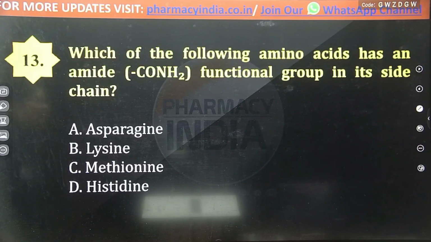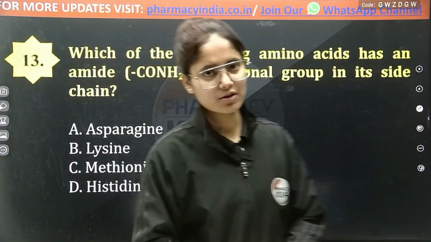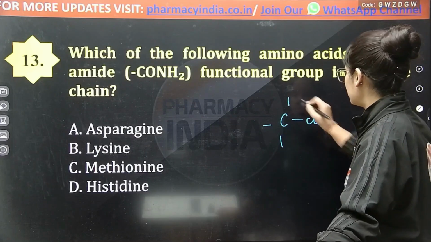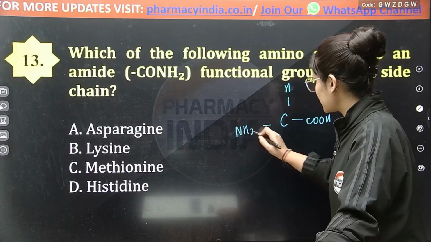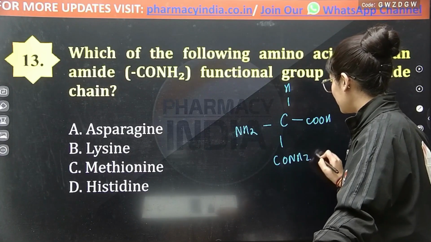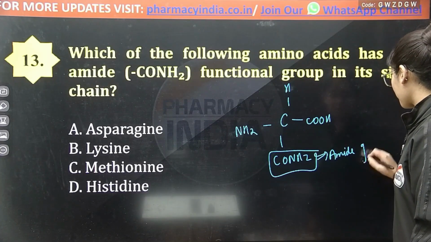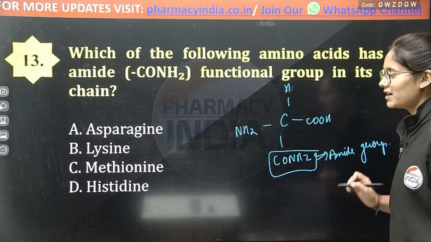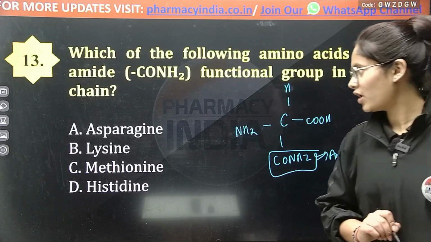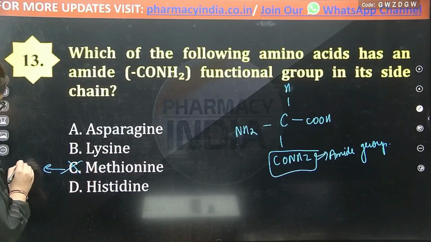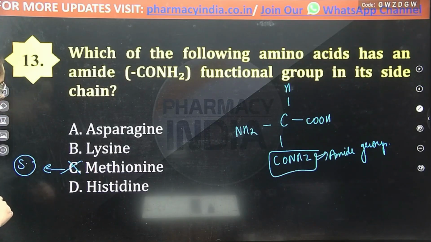Next question, which of the following amino acids has an amide functional group in their side chain? Amide functional group means the structure should be like this: CONH2. This is the amide group. Your options are asparagine, lysine, methionine or histidine. Methionine is not the correct option because it is a sulfur containing amino acid, so it will be eliminated.